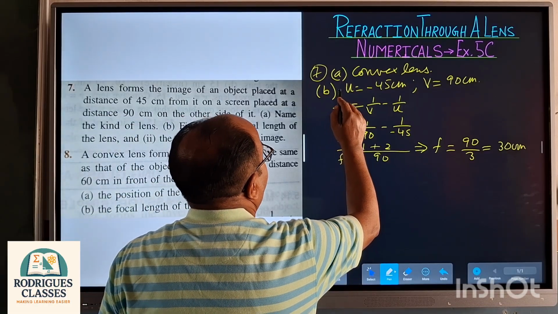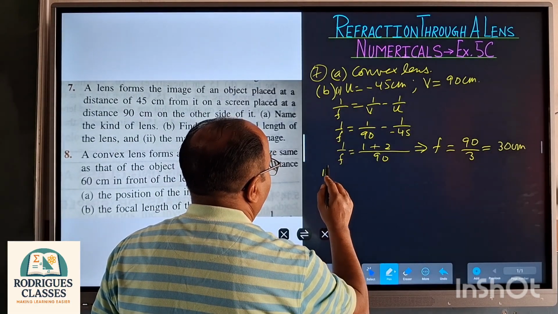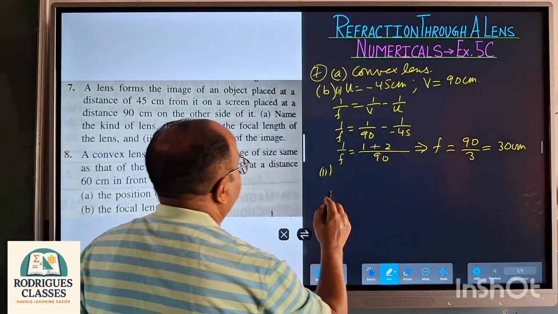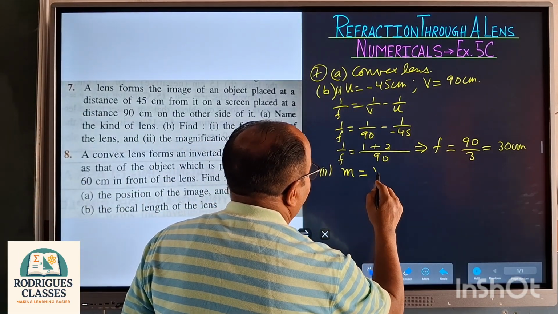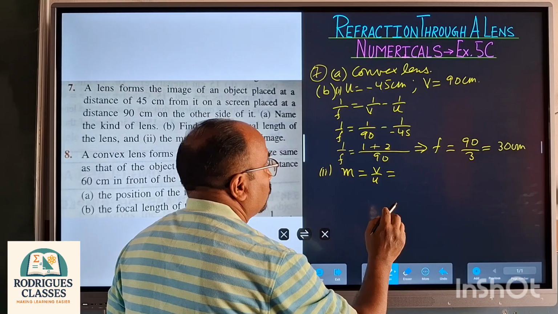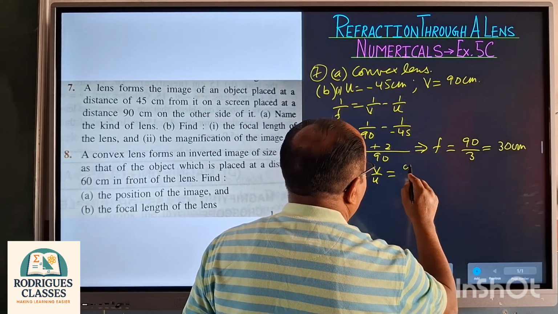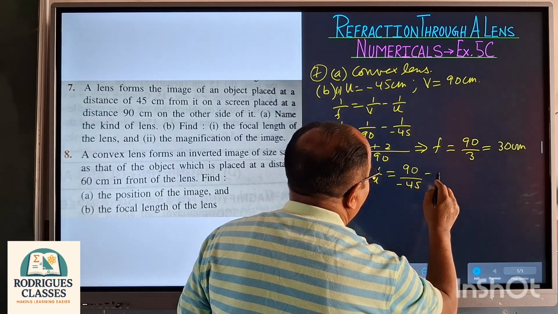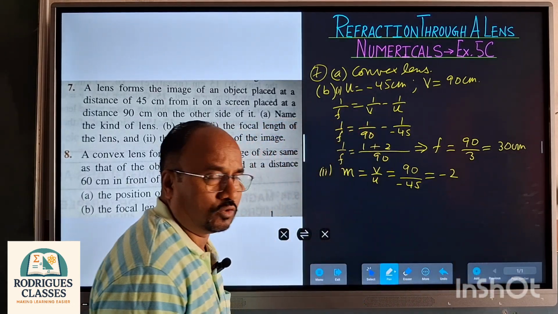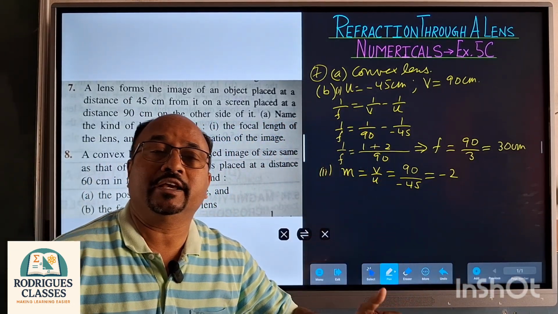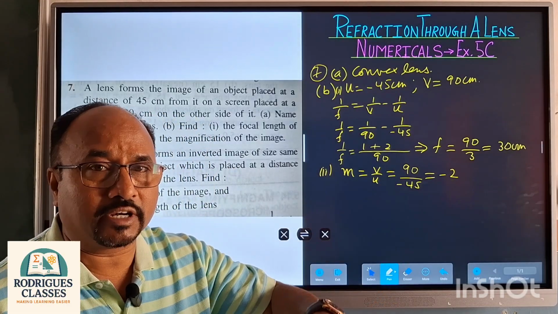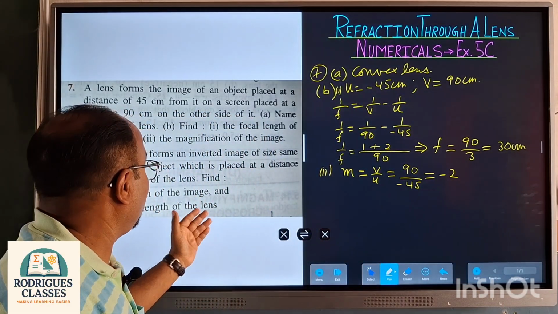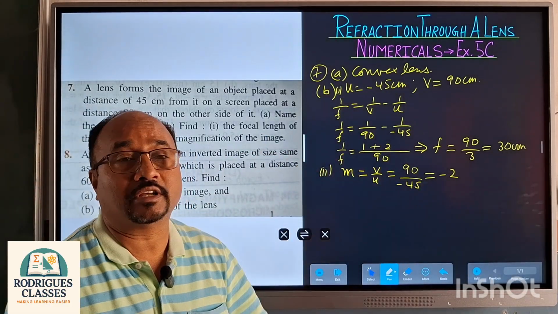First part is done here, and now coming to the second part, which you will also be able to find out. Magnification is v by u. So v value is 90, u value is minus 45, and when you divide you get minus 2. So magnification is coming as minus 2; minus means inverted and 2 means it is a magnified image. Nature is not asked here, so we finish the sum here.